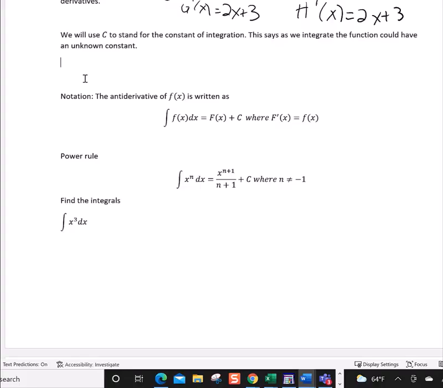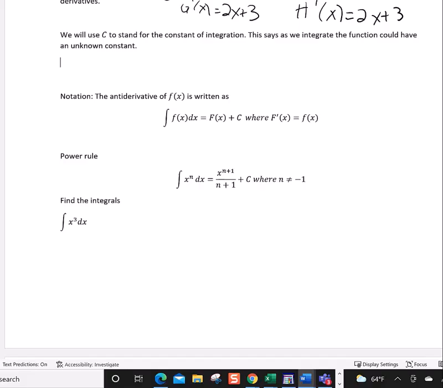So let's look at some notation. The antiderivative of lowercase f of x is written as, so you see this curly sign, that's our integral sign, the integral of f of x dx is equal to capital F of x plus C. So we're saying when I take the antiderivative of the little f of x, I'm going to come to the big F of x. Here's our note that we started with: when I take the derivative of capital F of x, I get lowercase f of x.